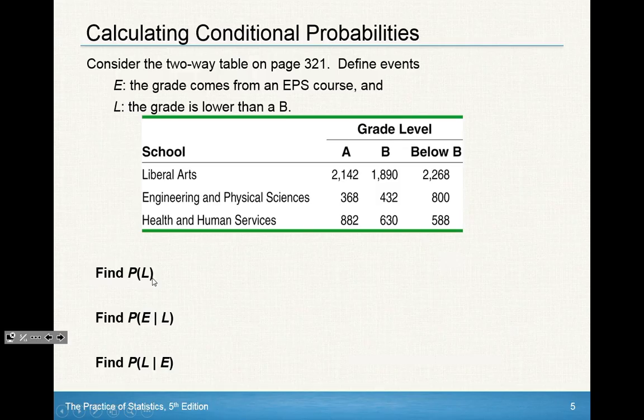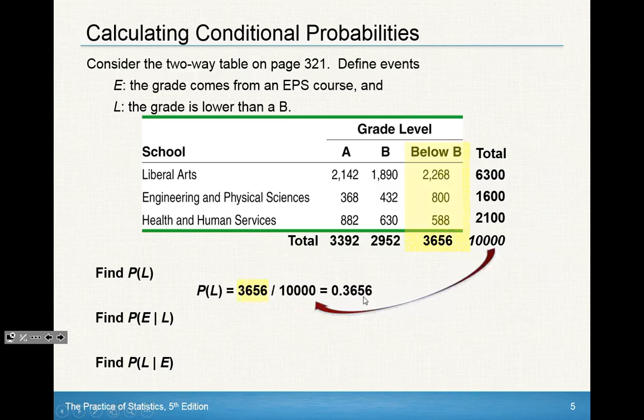So find the probability of L, the probability that the grade is lower than a B. We want to find some totals, so I'm going to click further and it gives us our totals here. The probability that you have a grade lower than a B is going to be the 3,656, which are all the different grades from the liberal arts, the EPS, and the health and human services. All of those combined, a total of 3,656 got a grade lower than a B, out of the full 100,000 from the chart. That gives us a probability of about 36.56%.